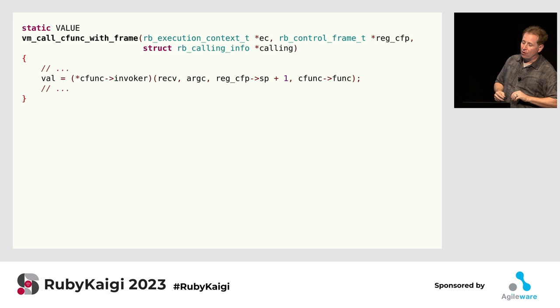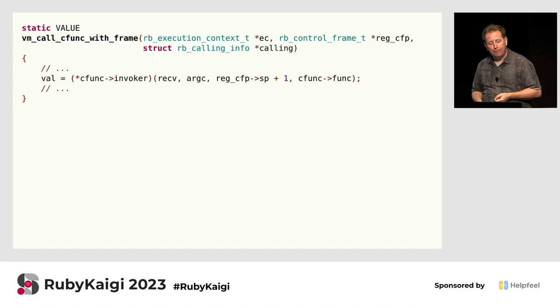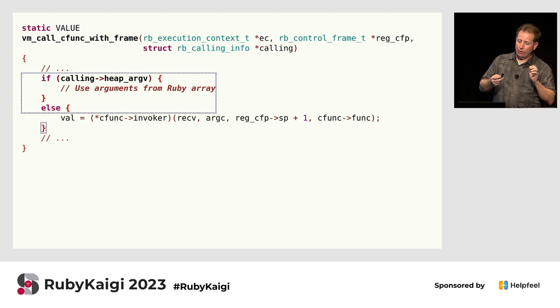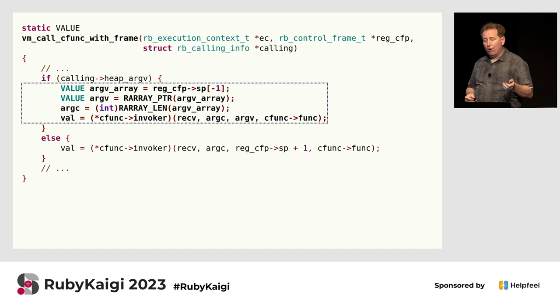Now that we have set up the temporary array of arguments on the heap, we need to make changes to use a pointer to the first element of that array instead of using a pointer to the stack. So we need to recognize when we should use the temporary array for arguments. We do this by checking for that heap argv flag that we set earlier. Here is the code for using the temporary array for arguments.